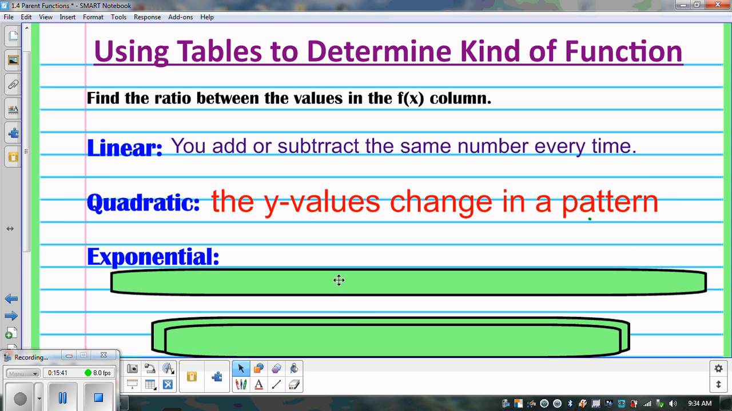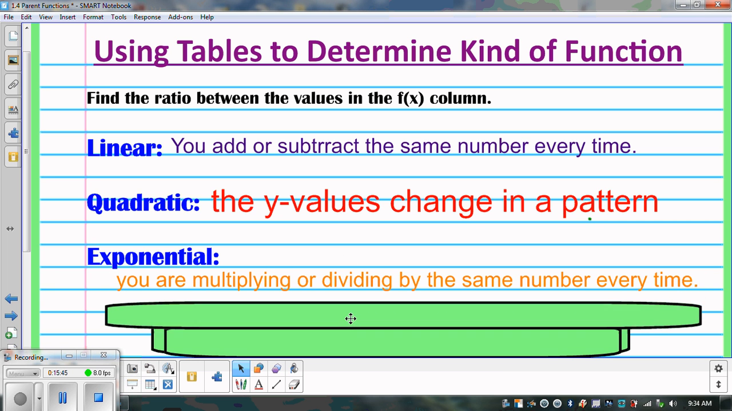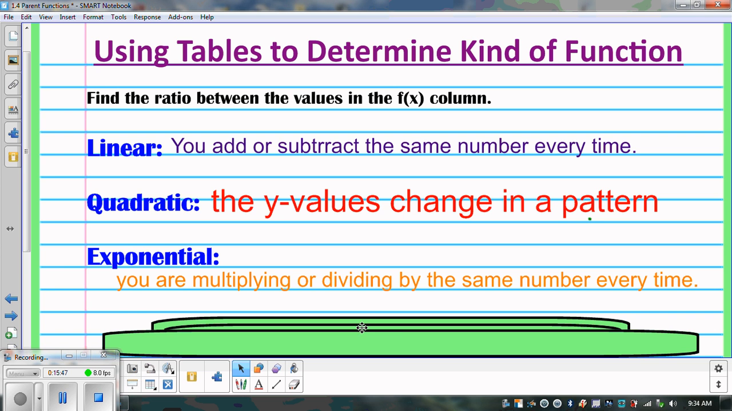And we saw that the y values went up and then they came back down. Exponential, which is the last one we just did, you are multiplying or dividing by the same number every time to get the next y value. When you are done writing down those 3 hints, go ahead and move on to the next slide.